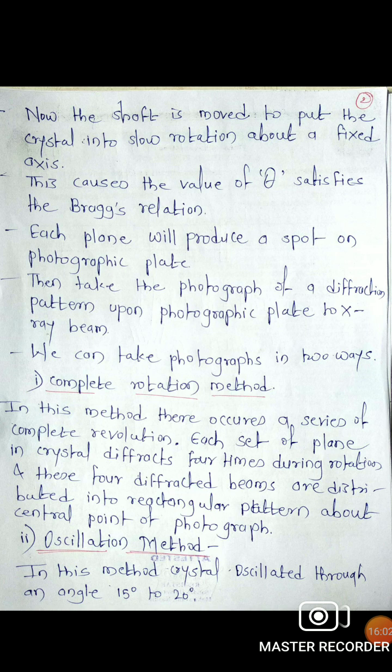One more major difference between the two methods is that the crystal is oscillated through an angle of 15 degrees or 20 degrees in the oscillation method, and the photographic plate is also moved back and forth with the same period as that of the rotation. As the rotation happens, the photographic plate moves in the direction of back and forth. The position of the spot on the plate indicates the orientation of the crystal at which the spot was formed.